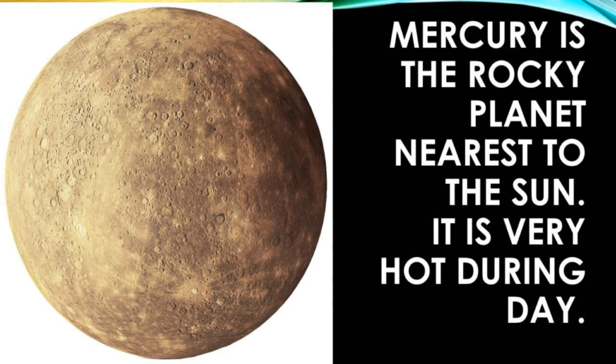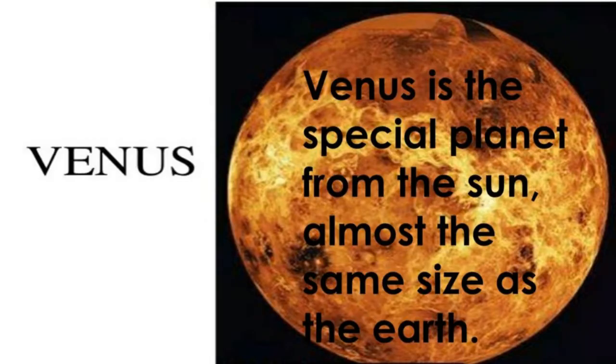Mercury. Mercury is the rocky planet nearest to the Sun. It is very hot during the day but very cold at night. Mercury can be more easily observed through a telescope than with the naked eye. Since it is very faint and small, it always appears in the eastern or western horizon of the sky.